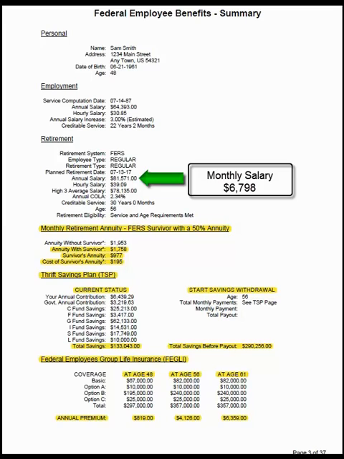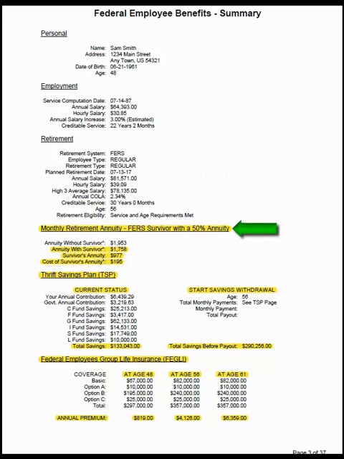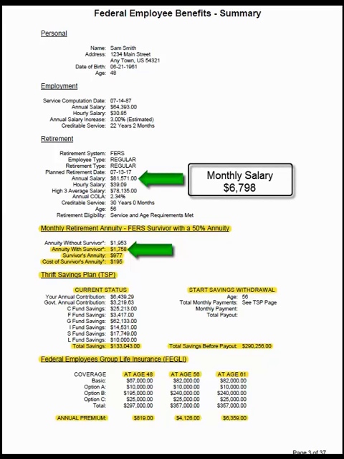If you jump down to section 4, your retirement annuity, Sam, will be $1,953. That's without a survivor benefit. Your annuity with the survivor would be $1,758 per month. So as you can see, that's a considerable drop in income from $6,798, what you were making in salary just before you retired, dropping down to $1,758. That's a drop of $5,040 from your employment income to your first annuity check.